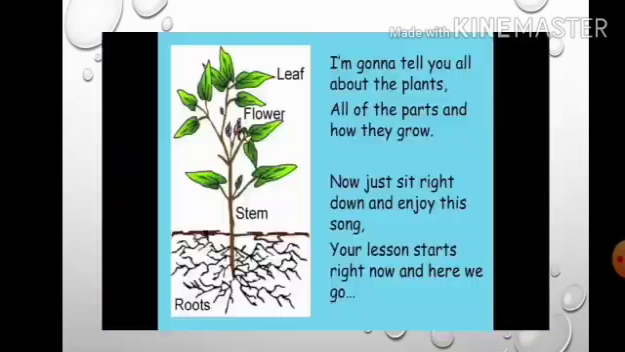Now we are going to see. Okay, now let me play the song about a plant and its parts.